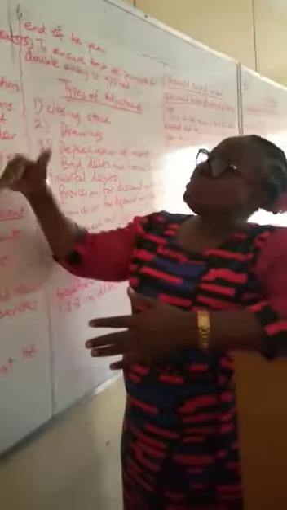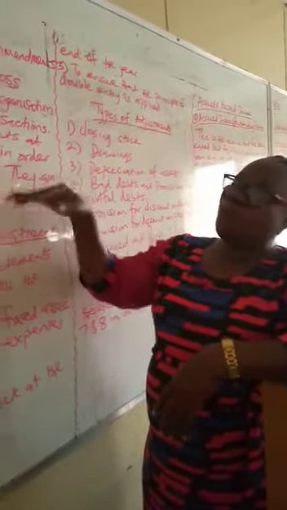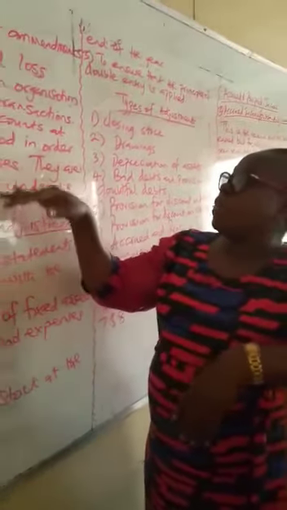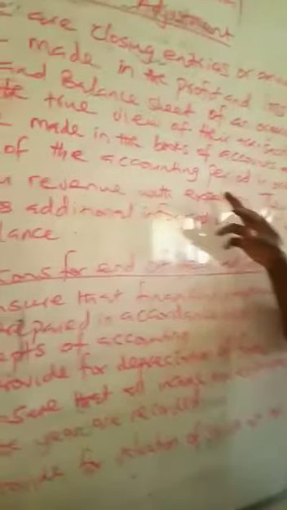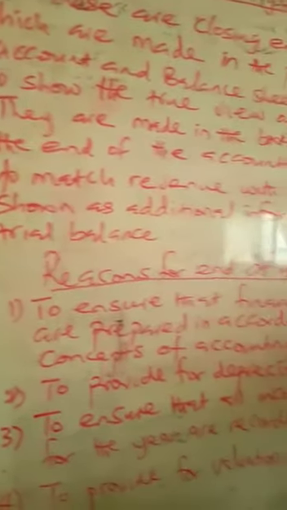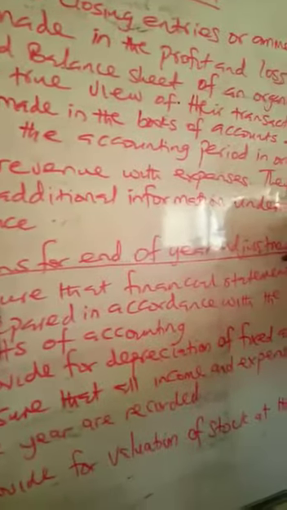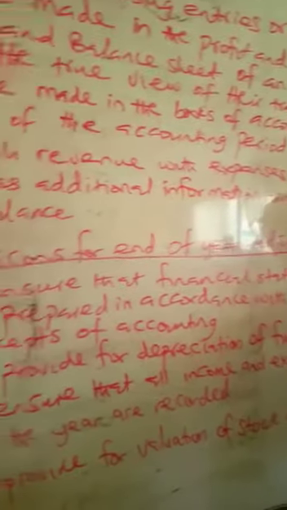So why do we make these adjustments? We make these adjustments to comply with the concepts of accounting that says we must match revenue with expenses. So they are usually written under the trial balance in the question. Reasons for end of year adjustment.